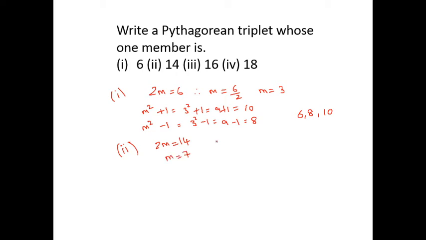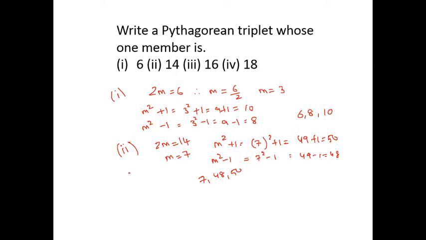Now m square plus 1, so 7 square plus 1. And m square minus 1, so 7 square minus 1. So 49 plus 1, that is 50. 49 minus 1, that is 48. So 7, 48 and 50. Now let us check: 50 square is 2500, and 48 square plus 7 square, we will add it.